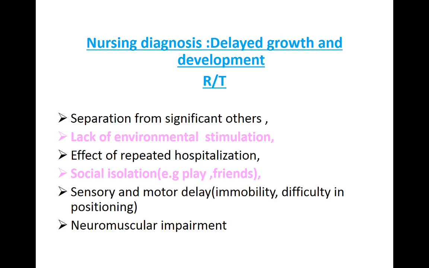Sensory and motor delay might be related to immobility, difficulty in positioning. Some problem might be there which leads to immobility in the child and even difficulty in positioning. Neuromuscular impairment, some problem might be there because of that. Muscle problem, bone problem. The child is not able to move, not able to refine the gross motor as well as the fine motor activities. So that will cause delay in growth and development.